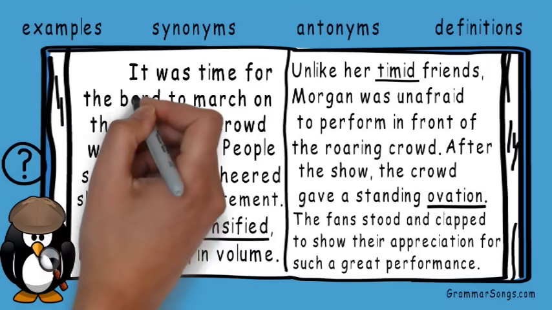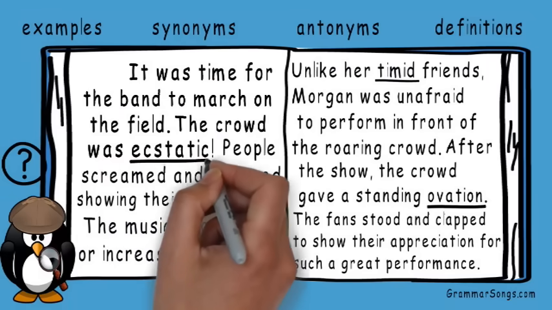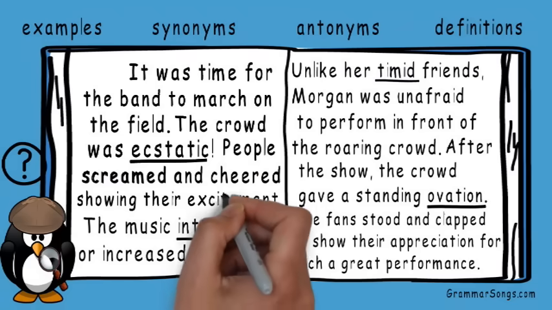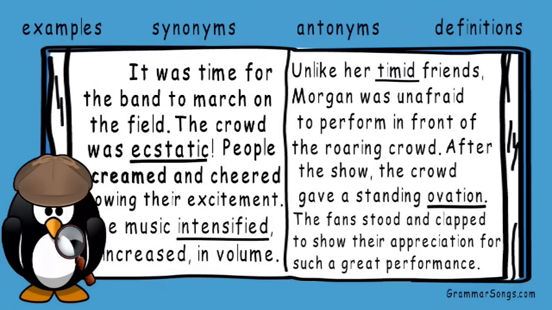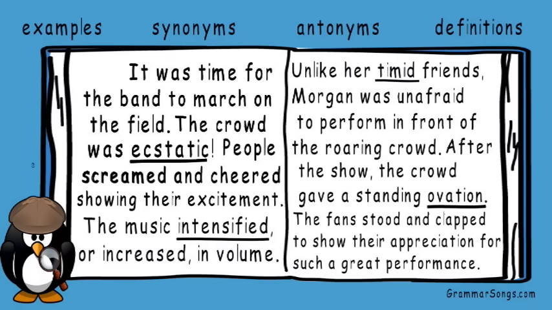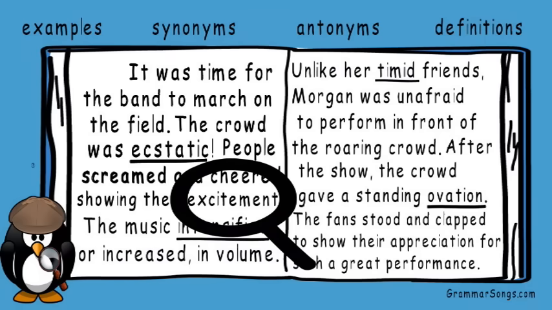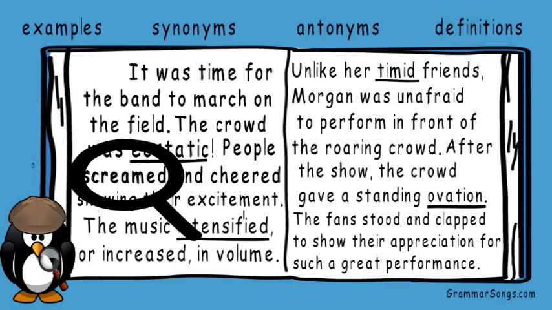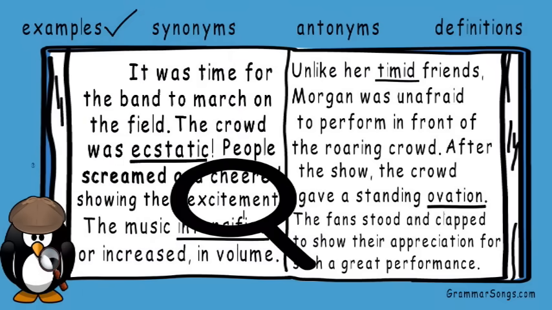It was time for the band to march on the field. The crowd was ecstatic. People screamed and cheered, showing their excitement. I see some clues. That's great. What do you see? People screamed and cheered and showed excitement. Very good. Screamed and cheered would be examples of people who are ecstatic. People who are ecstatic are excited. Let's keep reading.